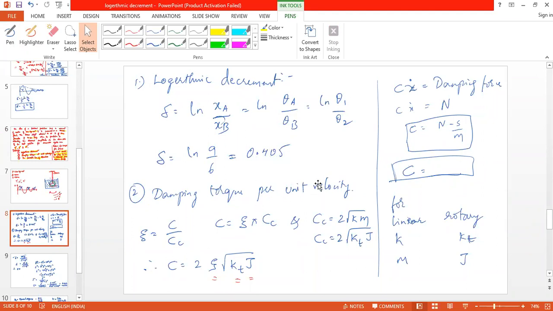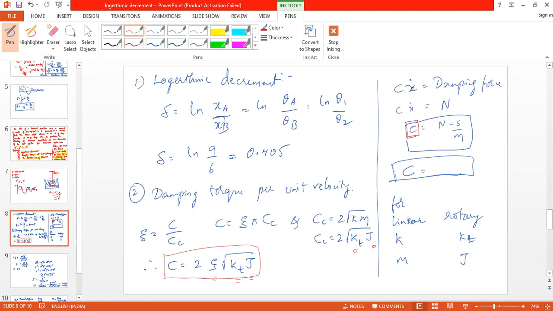And next, we need to find out the damping torque per unit velocity. That is nothing but the value of c. We know that zeta is equal to c by cc, or c is equal to zeta times cc, and cc is 2 root km. Since it is a rotating system, k is replaced by kt and m is replaced by mass moment of inertia j. So c is equal to 2 times zeta root of kt j.